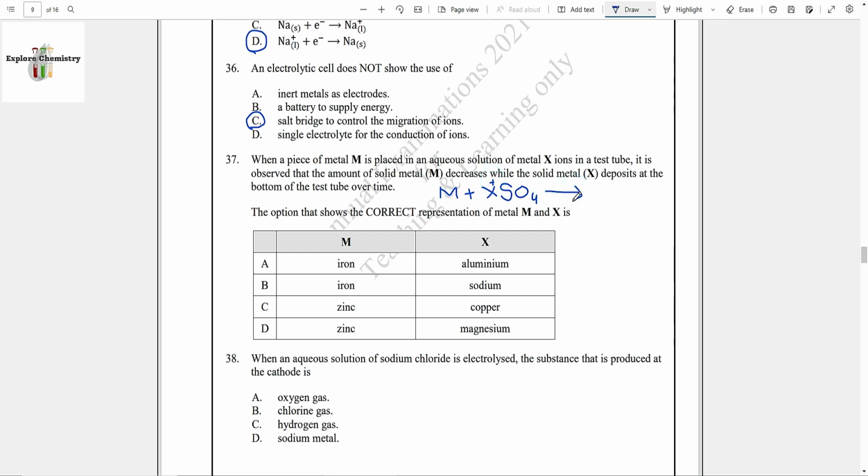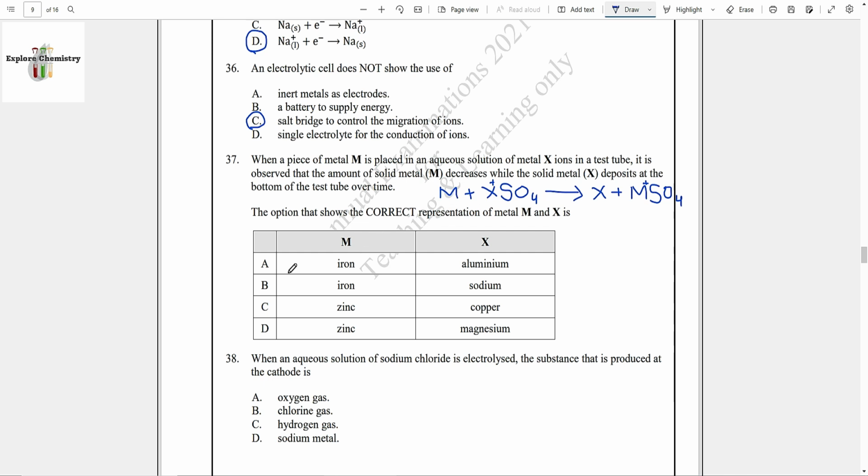After the reaction, what they have observed is that the amount of solid metal M decreases while solid metal X deposits, meaning X has formed from the solution and converted into solid, and M is decreasing. Solid metal decreasing means it is converting into ions, into a solution. This shows that according to the metal reactivity series, M is more reactive than X. Therefore, it has replaced X and taken its position in the solution. So we need to find M more reactive and X less reactive.